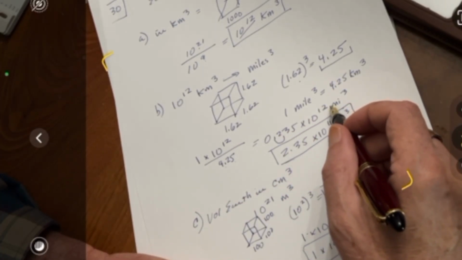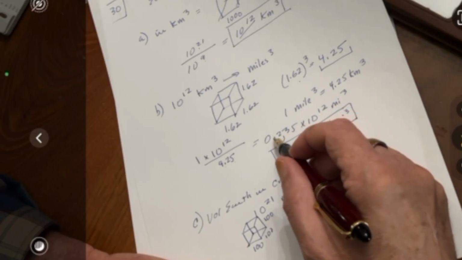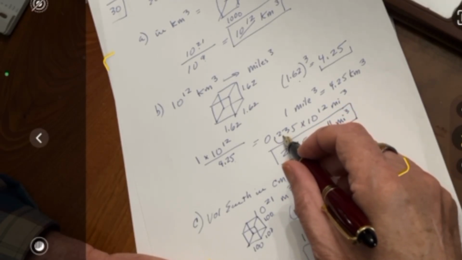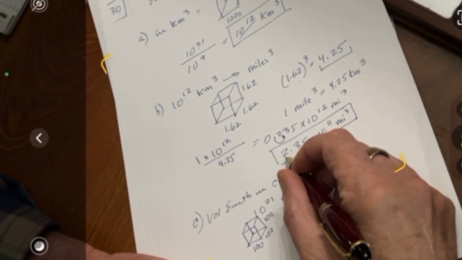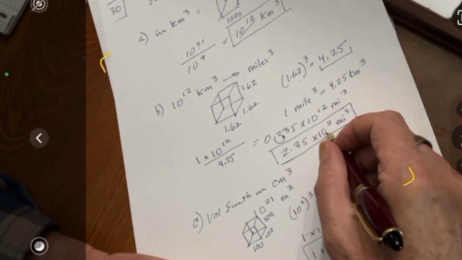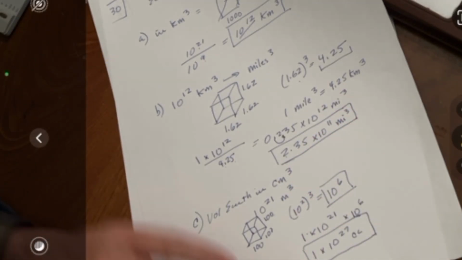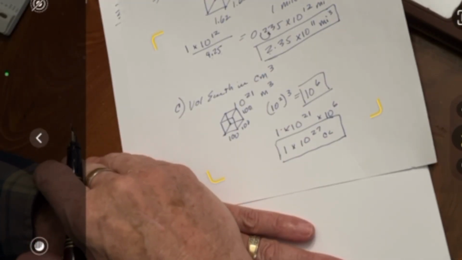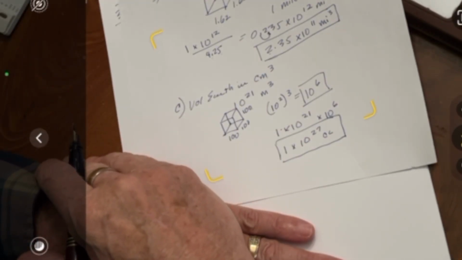0.235 times 10 to the 12th miles cubed. But we want to get rid of that decimal place, so we have to shift it over 1. And as a result, we get 2.35 times 10 to the 11th cubic miles. And finally, ultimately, they want to know in cubic centimeters. Well, we can do that.